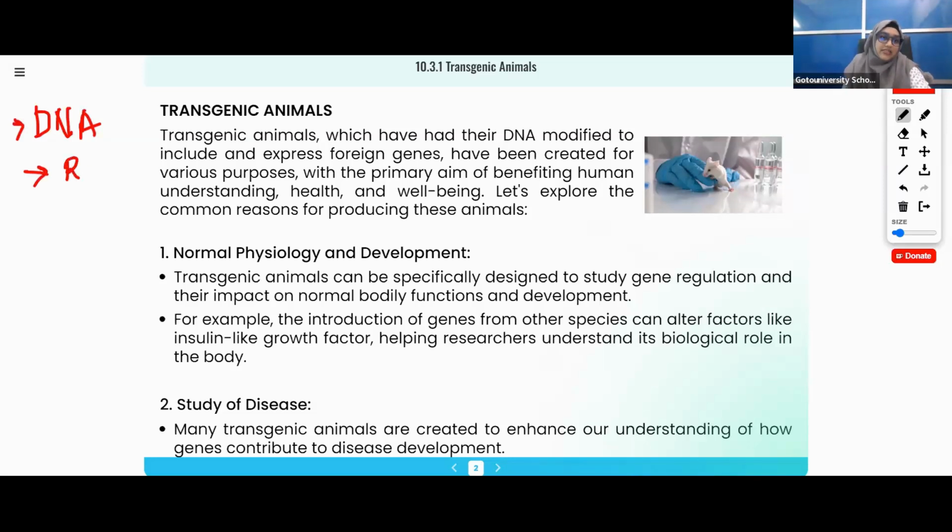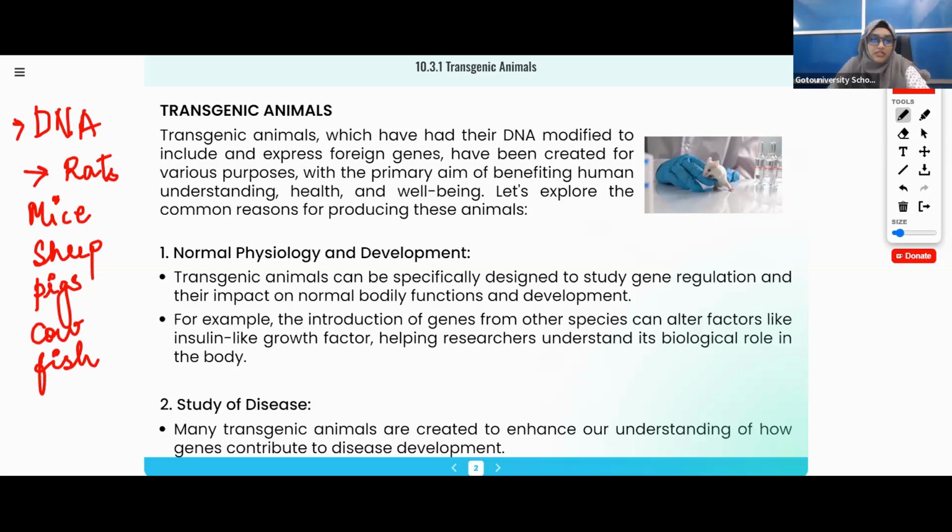Means there are many transgenic animals. Like you can say rats, mice, sheep, and what else? Can you say any two? Any two can you name, students? Pigs are also transgenic animals. Sheep, mice, rat, pig, cow, fish, etc. So these are some transgenic animals. On those we can specifically design, okay, to study their gene regulation, to study their impact, to study their effect. Okay, what all the changes in their normal body functions that we can note down.